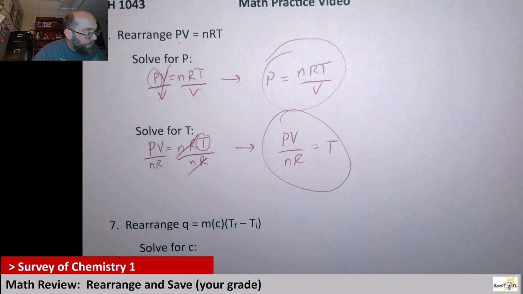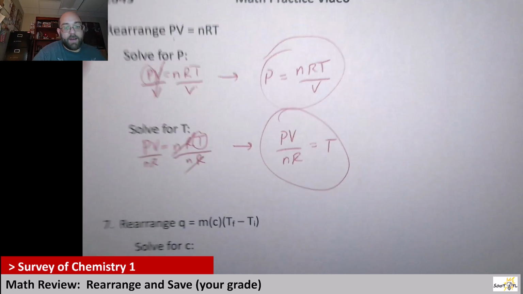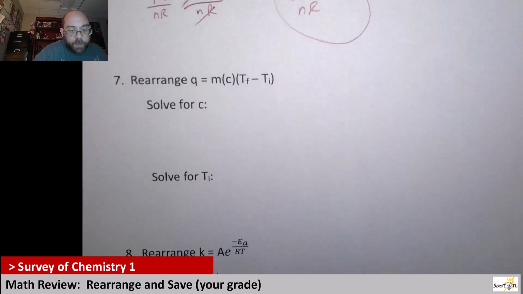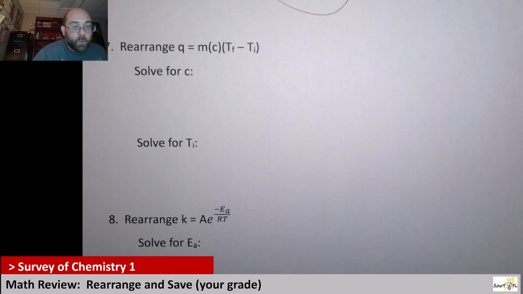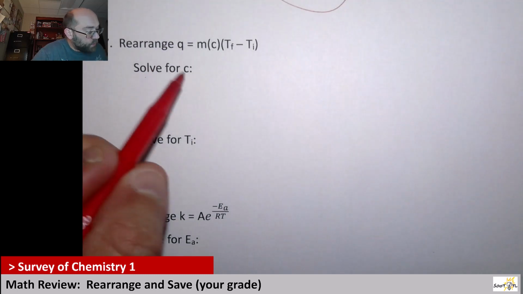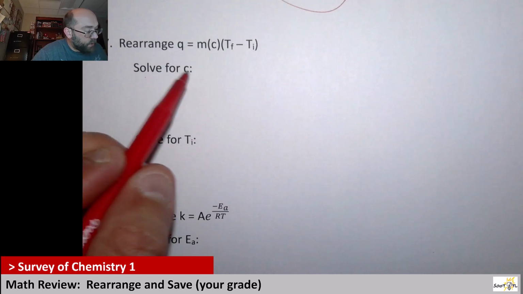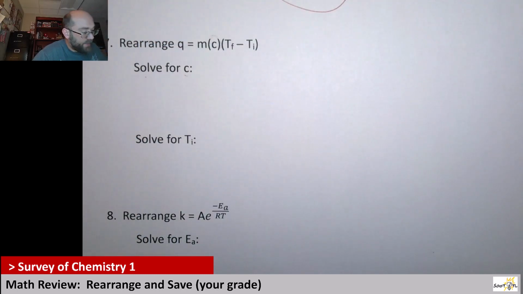Awesome. Another one we have is a thermochemistry equation. We won't necessarily see it, but either way, it's still good practice. Here we have a combination. Now it's not just multiplication. We have multiplication, and we also have subtraction. This one's a little easier because it just says solve for C. So C is here by itself.